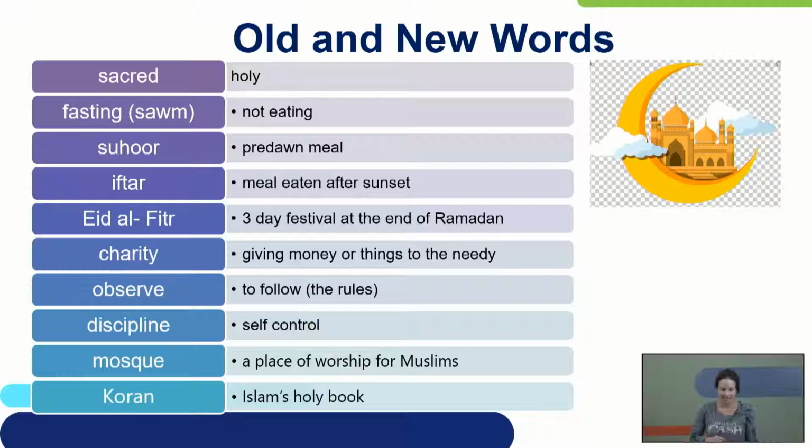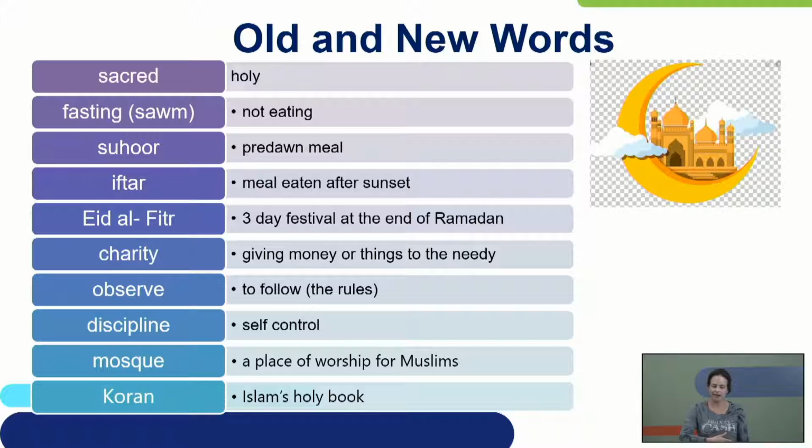You celebrate, you eat together with your friends and family, your extended family, and then after you eat this great big meal, you go and visit people, okay? You go to their houses and say hi. Eid al-Fitr, this is a three-day festival, which is at the end of Ramadan. It's a celebration, a three-day celebration.